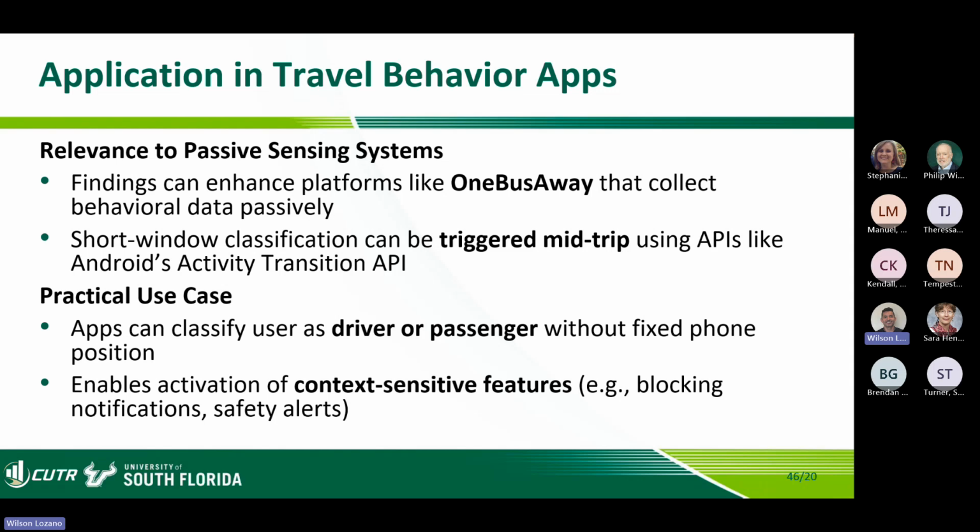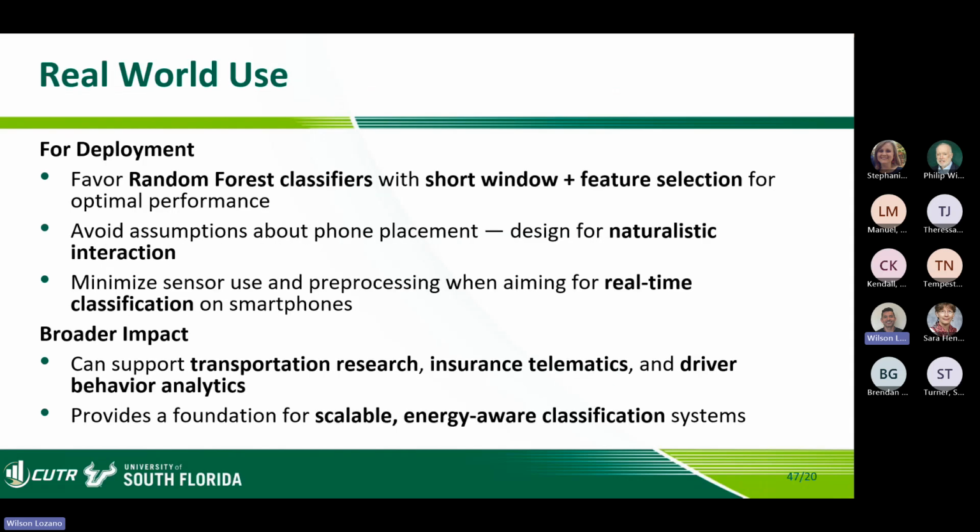The short window classifications can be triggered mid-trip using APIs, like I mentioned before. Practical use: apps can classify user as driver or passenger without a fixed phone position. This was also one of the goals, naturalistic data collection. Also enables activation of context-sensitive features like blocked-in notifications and safety alerts when a passenger or driver is identified.